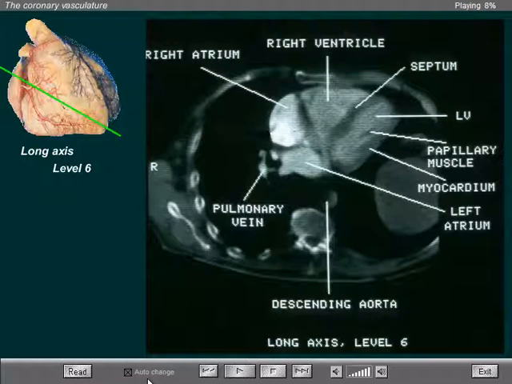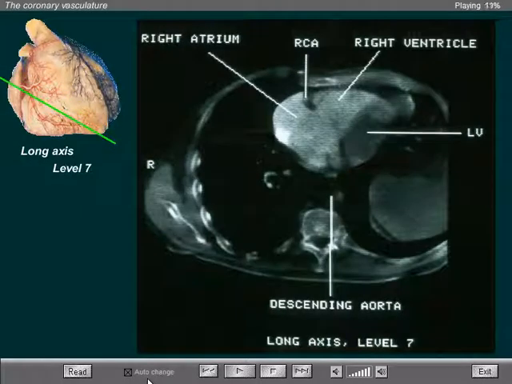In level 6, we see distinctly the right and left ventricle separated by the unopacified interventricular septum. We can see the superior vena cava with the contrast as well as the right atrium in the region of the right auricular appendage.